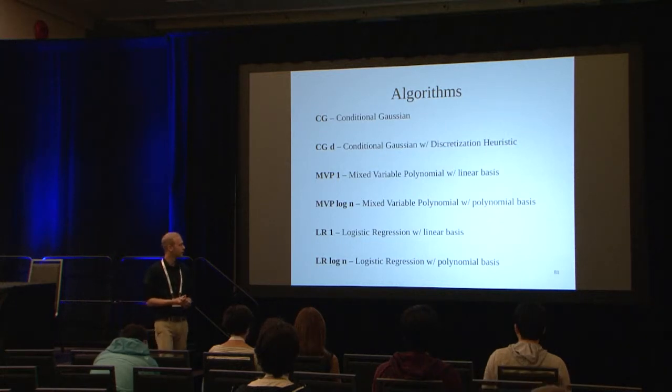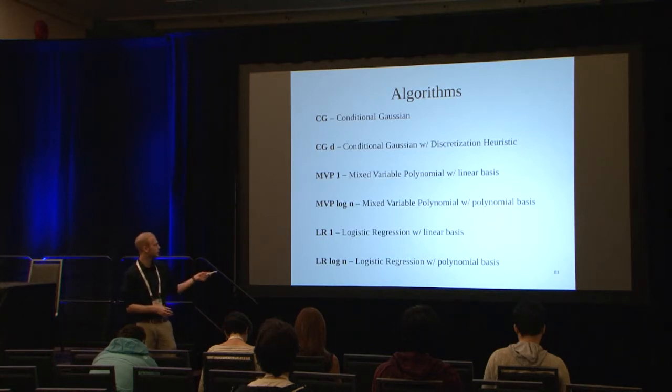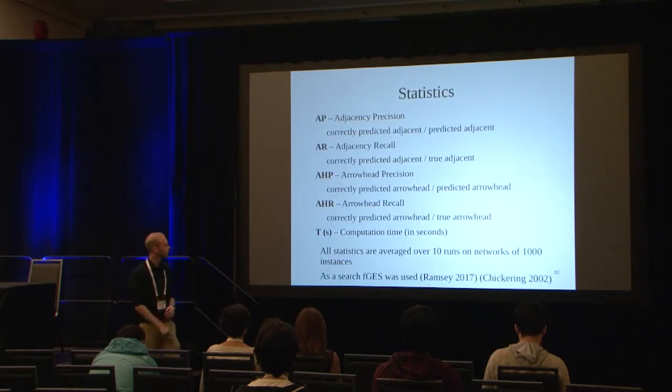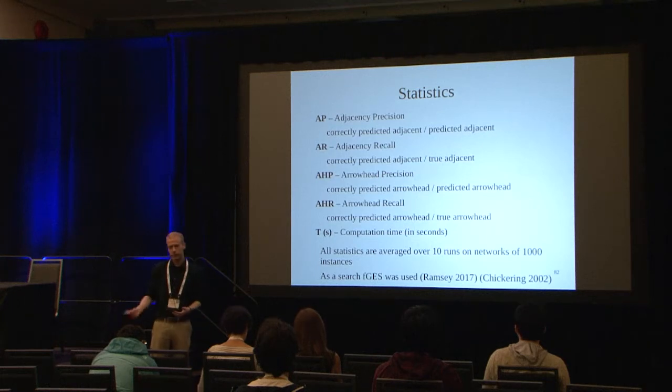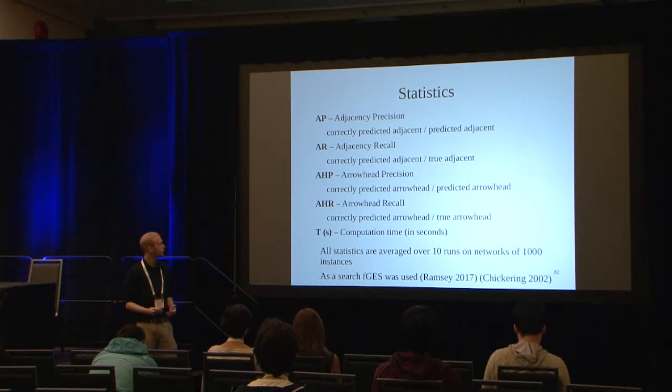And then we also tested against using logistic regression for the discrete case with continuous parents. And we tried with the same base ECs we used for MVP to have a fair comparison. OK, so given those tests, given those scores, we used the following statistics.